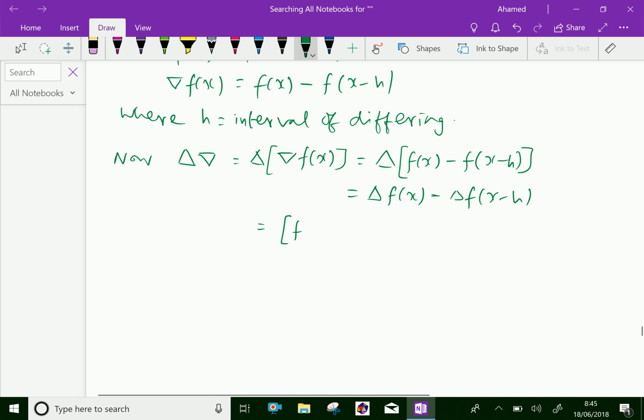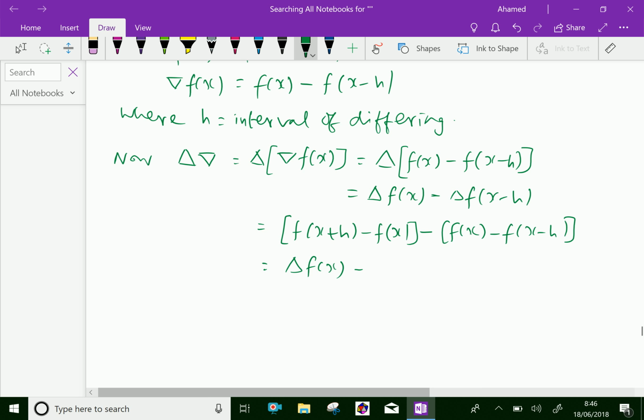f of x plus h minus f of x, minus f of x minus f of x minus h, which is equal delta f of x minus inverted delta f of x, which is equal f of x take common, that is delta minus inverted delta of f of x.